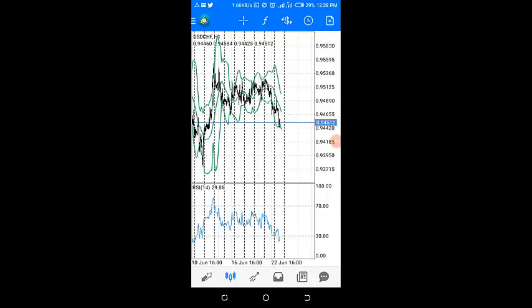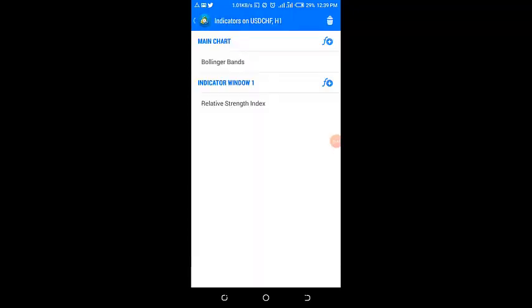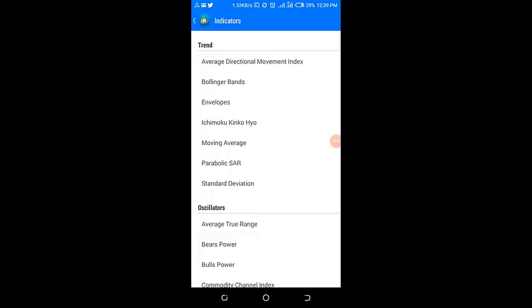There I use an indicator called Bollinger Bands. To add the Bollinger Bands, if you see on the top of your phone, there is a small symbol looking like a slanting F. You can click there and you will see the main chart and window indicators. I'll also tell you how we use the window indicators, but on the main chart you can click the F plus sign there and look for the Bollinger Bands. Here it's Bollinger Bands number 2. It will be on the trend, of course.